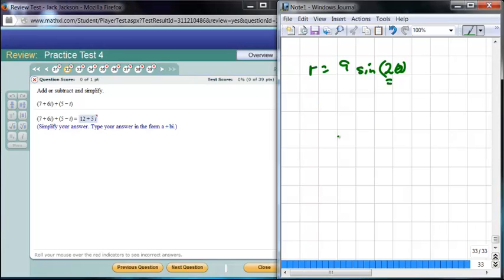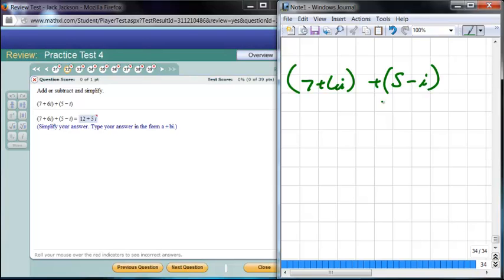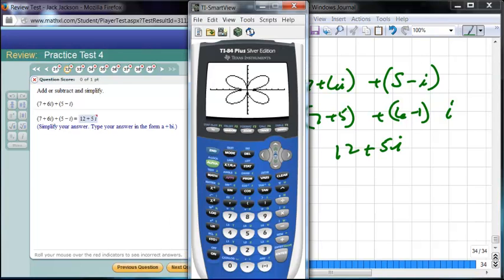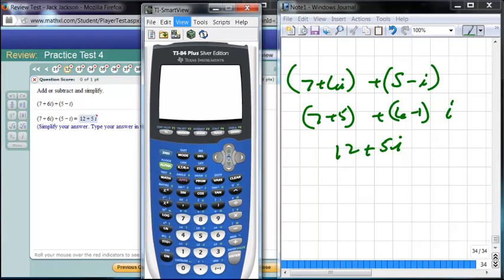Alright, now we're going to some complex numbers. Okay. 7 plus 6i plus 5 minus i. So that's 7 plus 5 for the real part, 6 minus 1 for the imaginary part. So that's just 12 plus 5i. Of course, your calculator will do this. Let's go down here and put it in a plus bi mode, like that. Then it will just add these things just like normal.